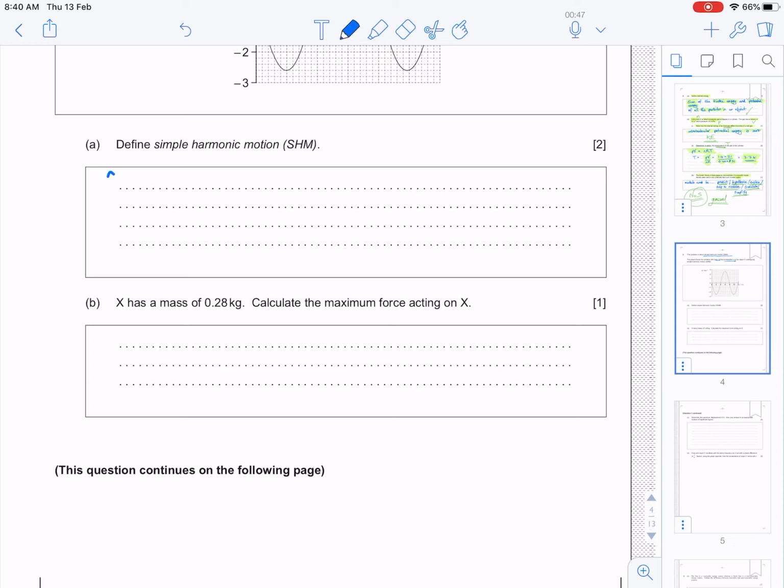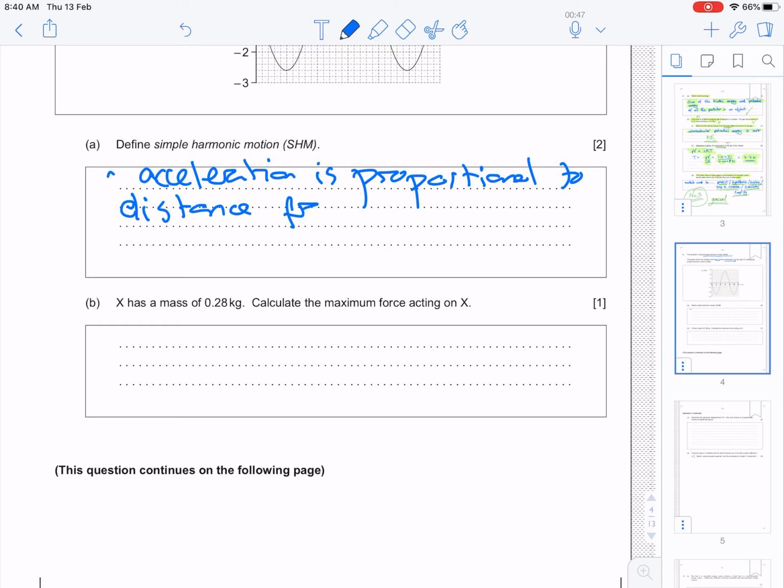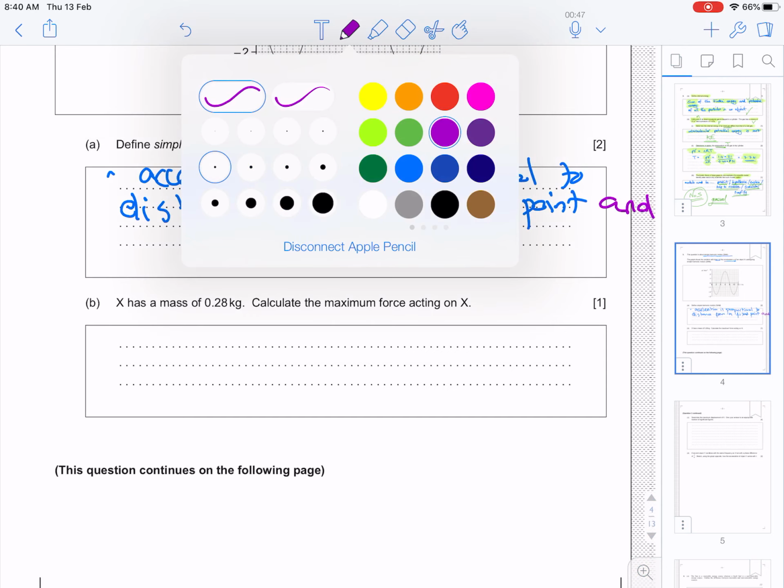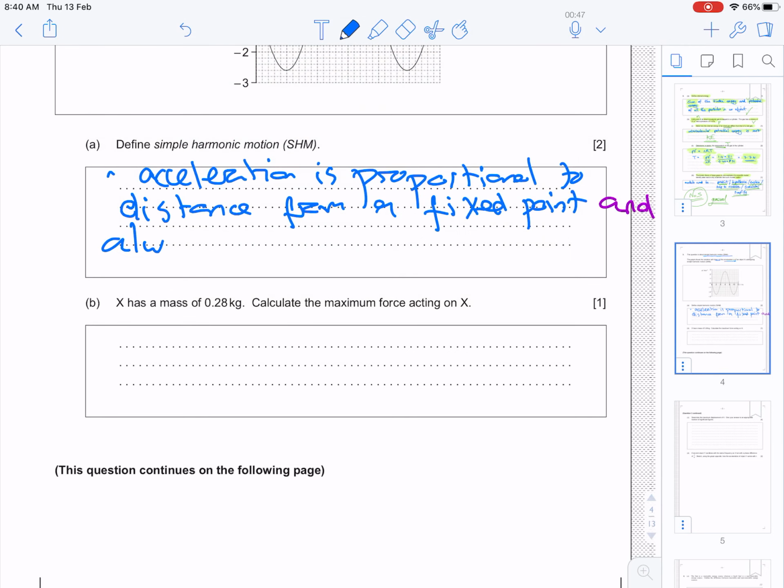Okay, so we know that simple harmonic motion is where the acceleration is proportional to distance from a fixed point and always directed towards that point.